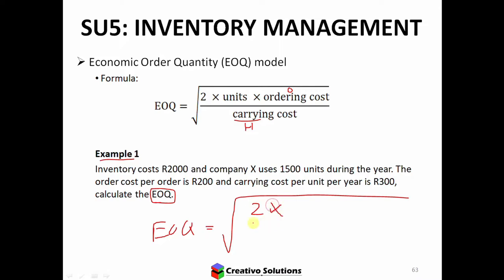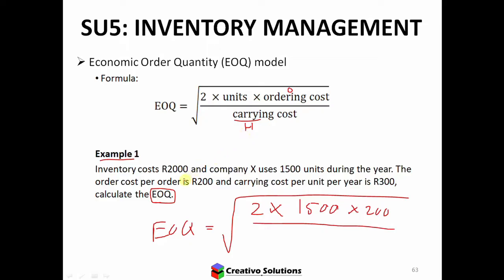Okay, let's do the first one together. You tell me what the units are. How many units do I have here? 1,500. Good. So this business requires 1,500 units per year of this particular item, whatever the item is. How much does it cost them to place an order? It would be 200 times 1,500.